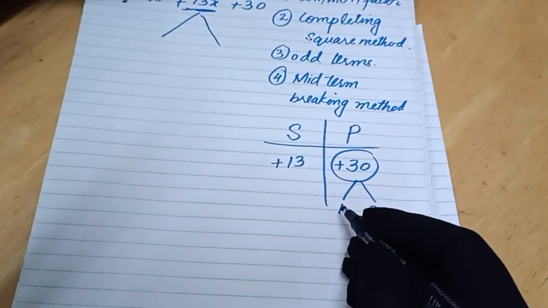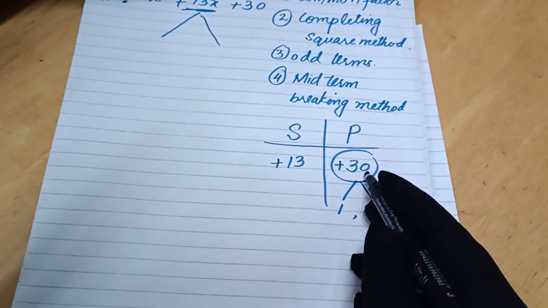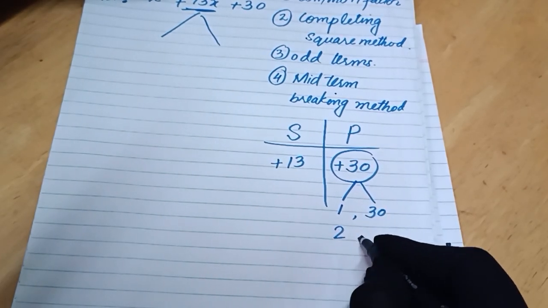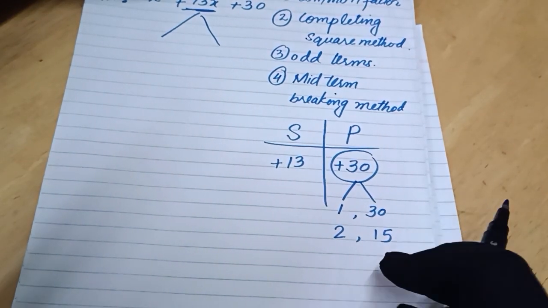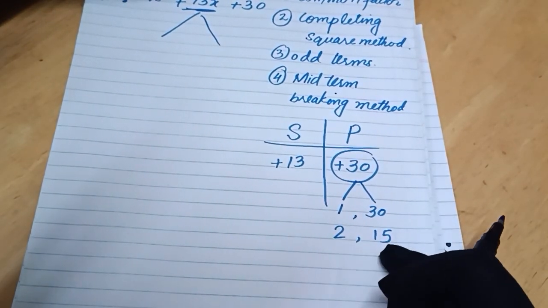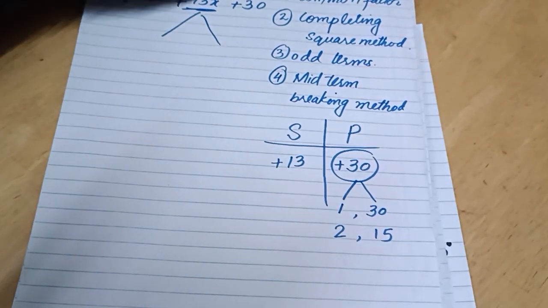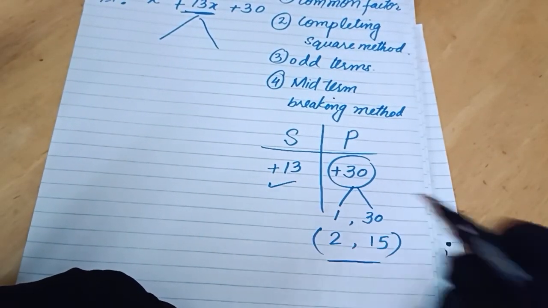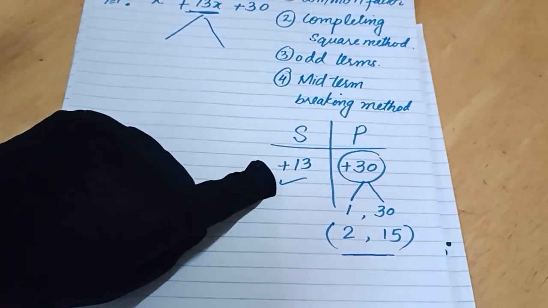Check the divisibility by 2. As this is an even number, it can be divided by 2. When you divide 30 by 2, you get the answer 15. Now 15 plus 2 is 17, and 15 minus 2 is 13. So on subtraction, it is giving this number.